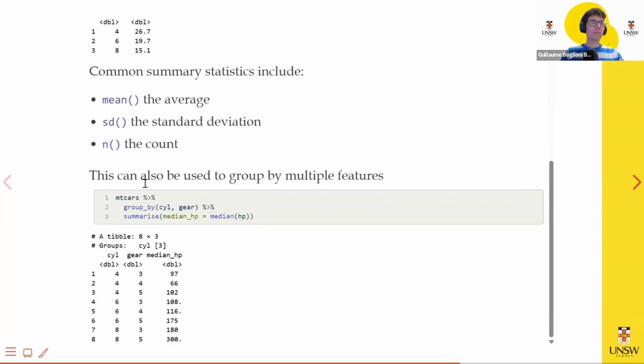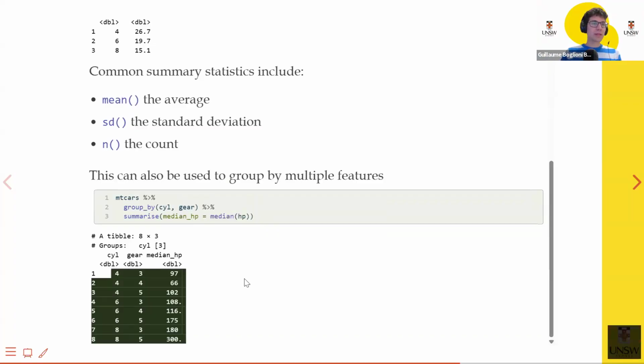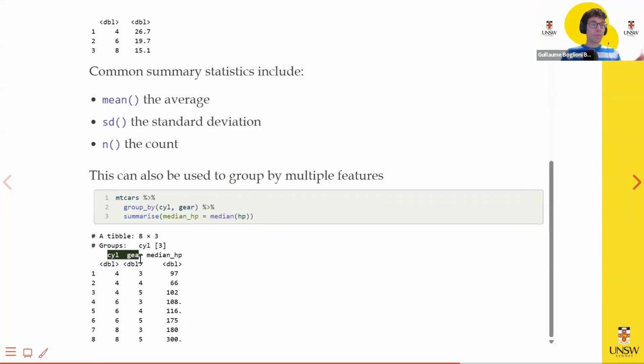Okay, so the effect of grabbing my data set and then grouping by those two variables and then finding the summary statistics. Here, for some reason, I want the median horsepower. What will this be? A table where my groups are now based on two different variables, right? So for the group of cars that have cylinder equal to 4, gear equals 3, so all the cars that satisfy this, the median horsepower is 97. For all the cars that have cylinder 4, gear 4, the median horsepower is 66, and so on.